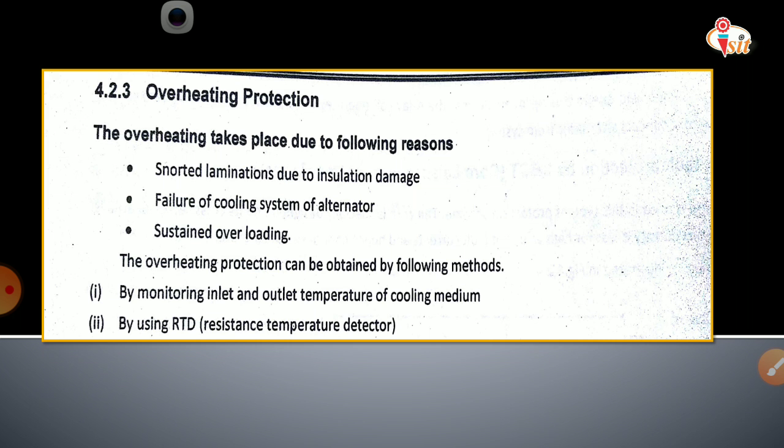Now today we see the second type of protection, the overheating protection. Overheating is caused due to various reasons, in that shorted laminations due to the insulation damage.